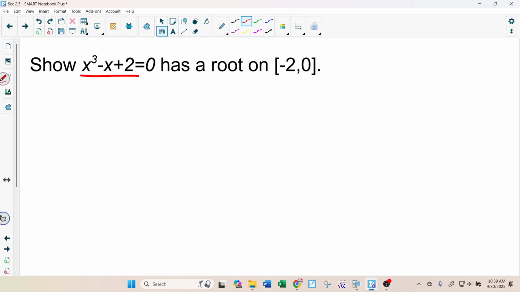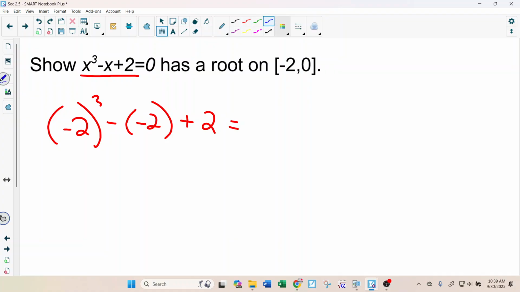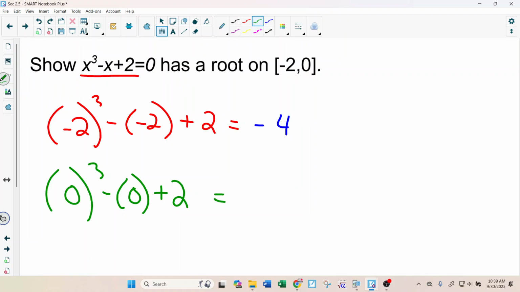So if I take this function right here and I put negative 2 in, what will I get? Negative 8 plus 4 plus 2. So this is 2, 4, negative 8. I get negative 4. Now, if I put 0 in, I get 2.